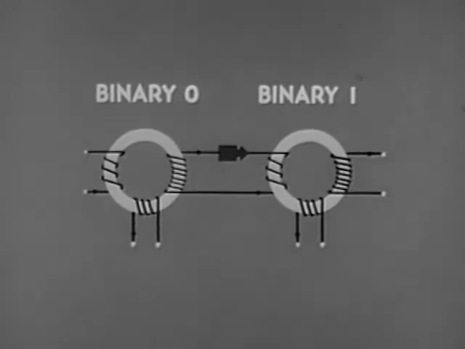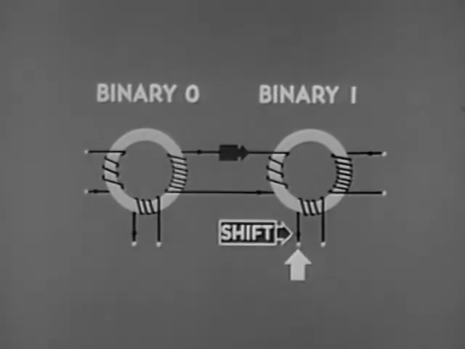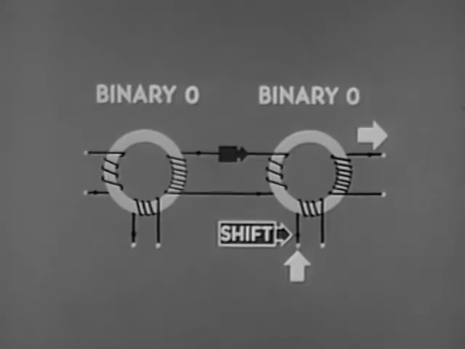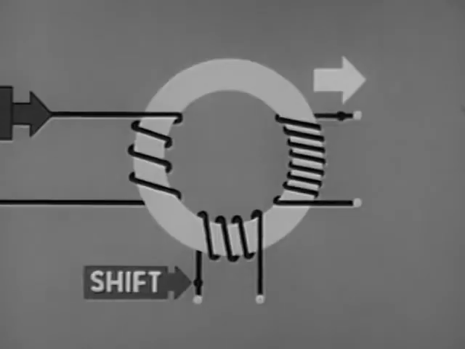The binary 1 may be stored here, or again, a shift pulse may be applied to make the transfer to the next core along the line, thus clearing this core back to binary 0. However, there is one final problem to consider here.